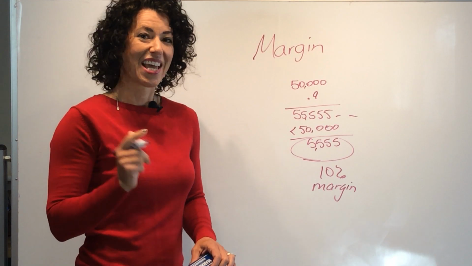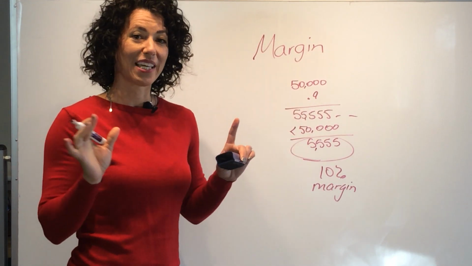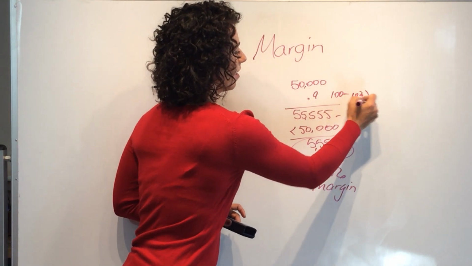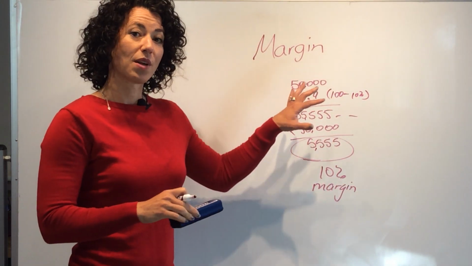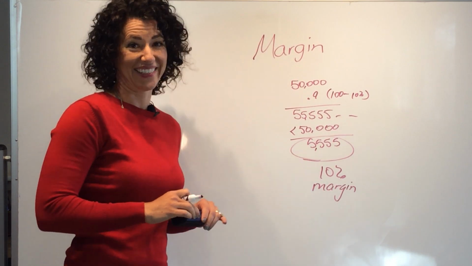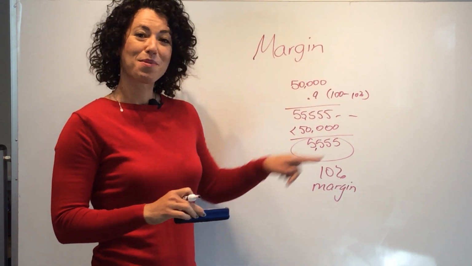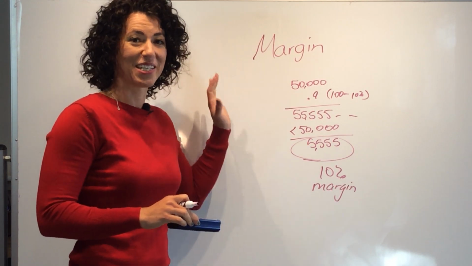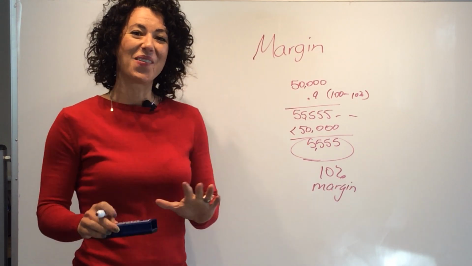So this 0.9, where did we get that? That is 100 minus our 10%. So that's how we get there. If you've got a 10% markup and you want it to be the margin, you have to do a little bit different math.